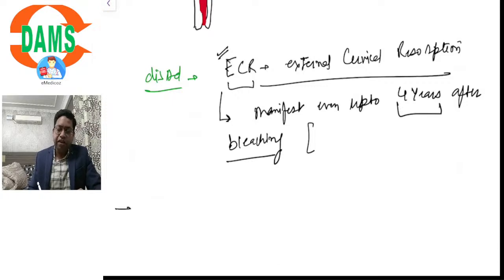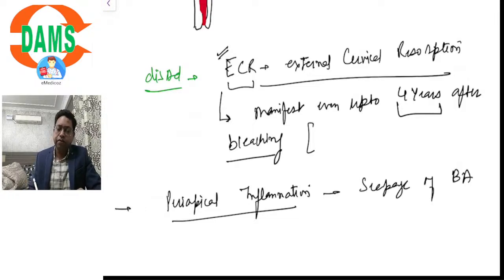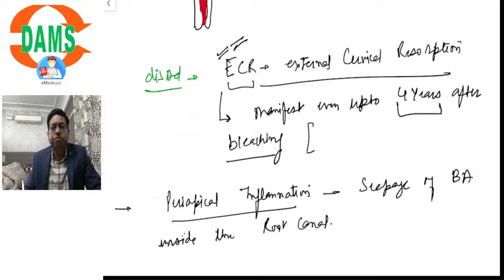Then there can be periapical inflammation, which is a less common effect, which happens due to seepage of bleaching agent inside the root canal. But definitely you have to remember that external cervical resorption is the most frequent side effect.